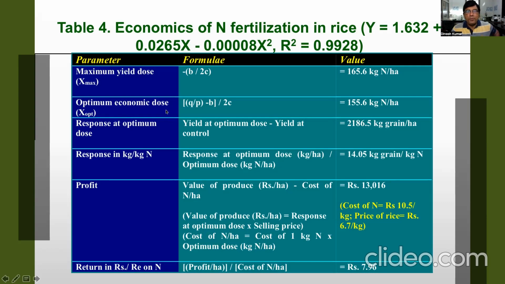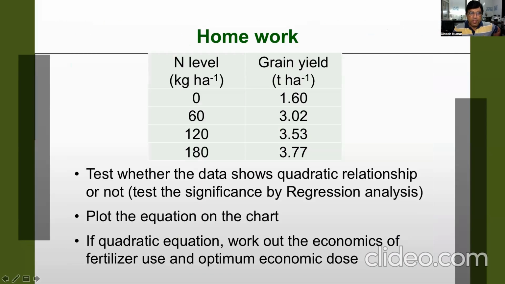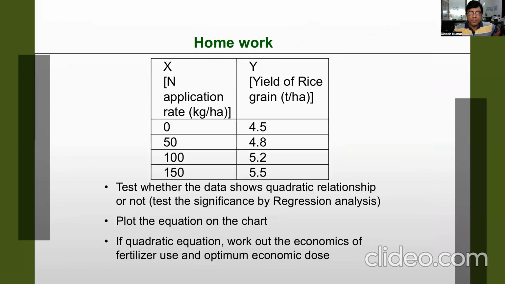Now you can calculate the optimum economic dose: Q upon P minus B upon 2C. So here, the cost of 1 unit of input, the price of 1 unit of output, and put in the values of B and C, you get this. And then response at optimum dose, which is yield at optimum dose minus yield at control. I explained this to you. Response in kg per kg is response at optimum dose divided by optimum dose. Then profit. All these have been discussed in detail. You can go through it and try to understand. Now this is your homework. You can try. Again, homework. You can do it.